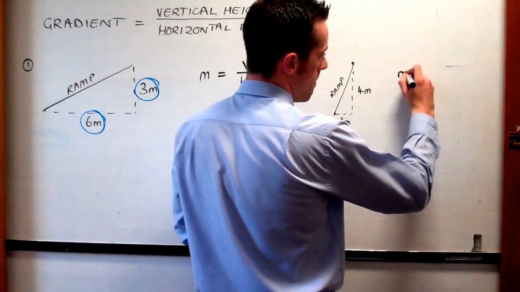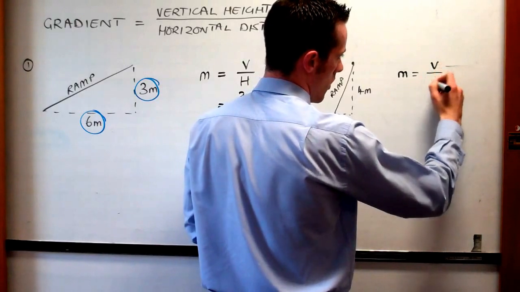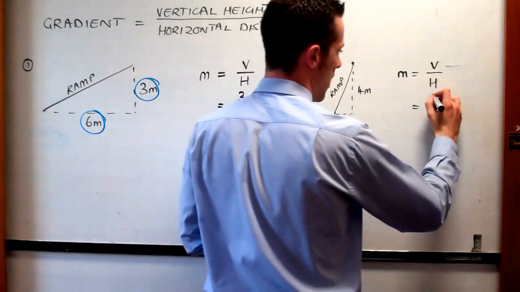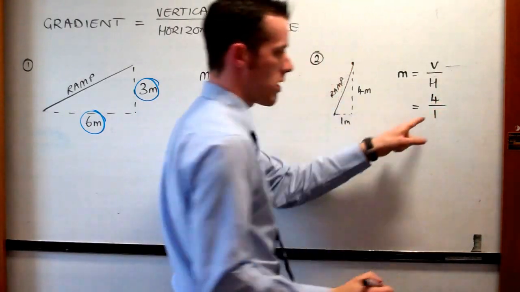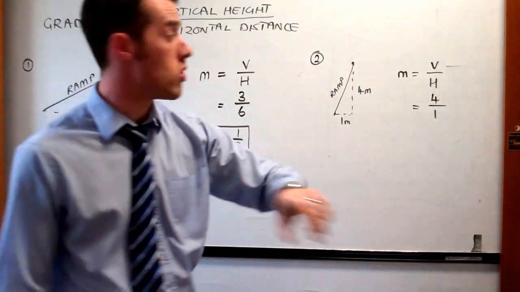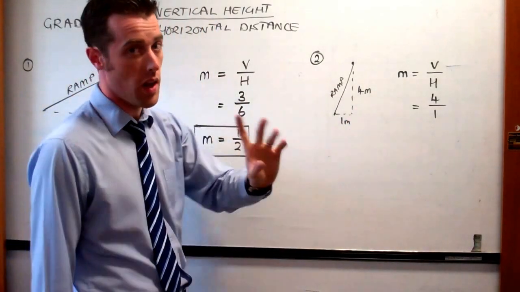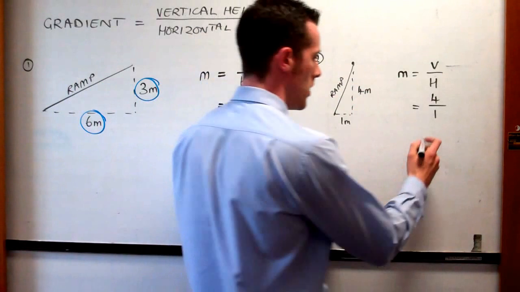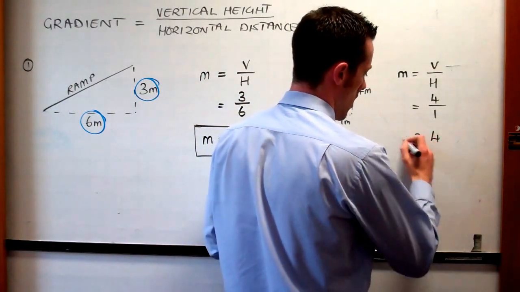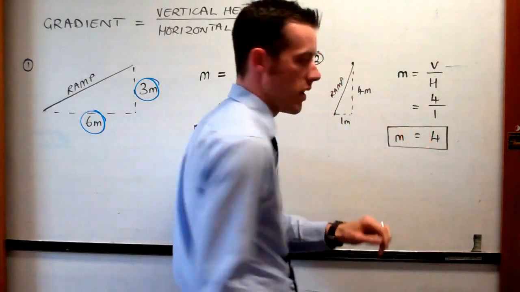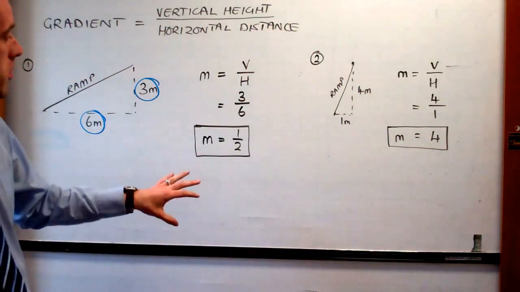So, M equals V over H, is how we start this off. Vertical height is 4. Horizontal distance is 1. Now 4 over 1, a lot of people get confused. It's not a quarter. Remember it's not 1 over 4, that would be a quarter, it's 4 over 1. So 4 divided by 1 is just 4. And that's the gradient.